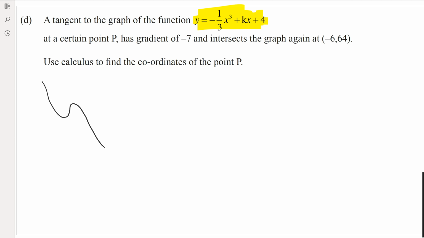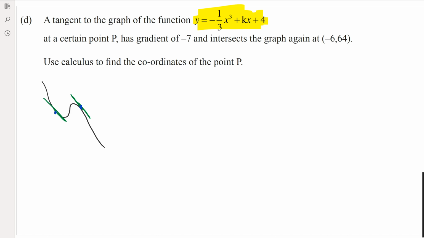And we've also got two, what do you call it? Well, there could be 2 points where it has a gradient of -7. So you could have a gradient of -7 somewhere here, or it could be like this. I know it's not the best picture, but I just want you guys to picture what it looks like. And then it intersects the graph again at -6, 64. So first thing to realize is that there's actually 2 points where you're going to have a gradient of -7, and only one of those tangents is actually going to touch -6, 64.